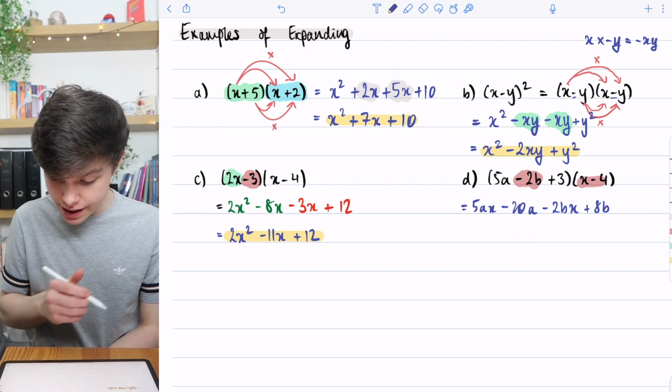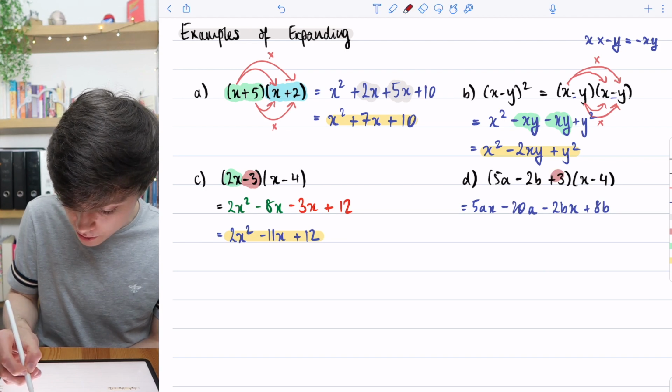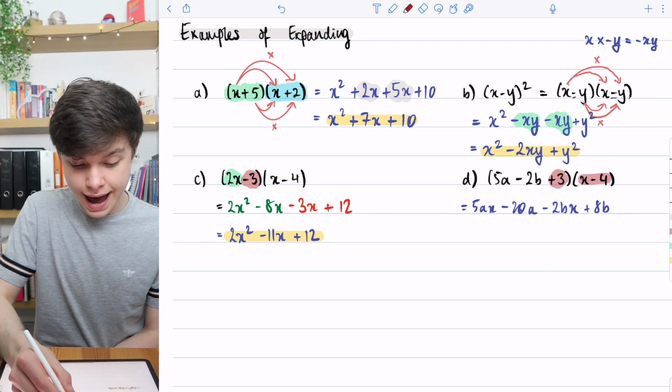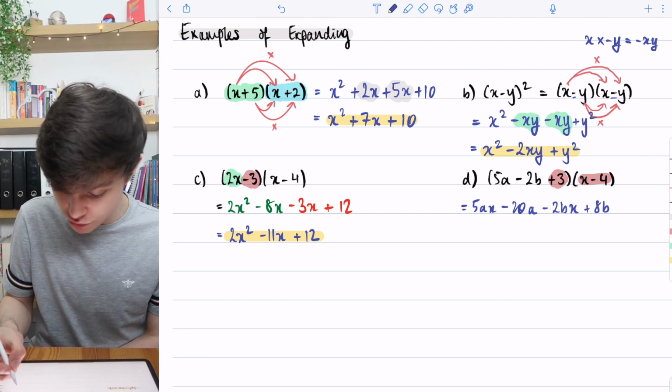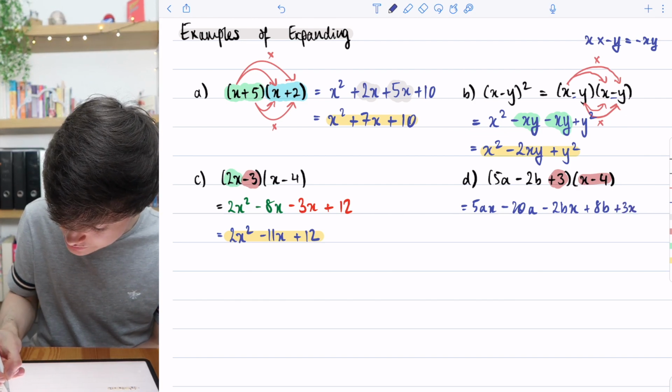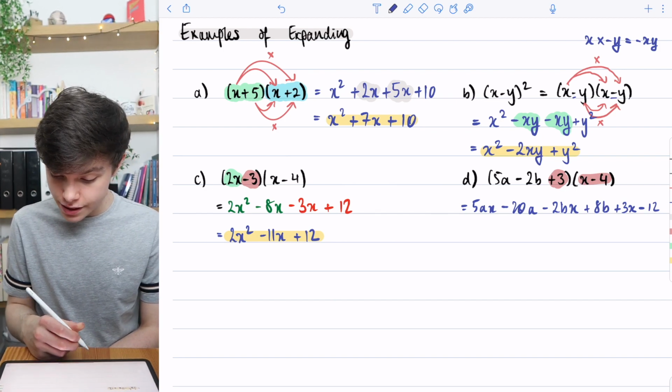Then I need to get rid of the highlighting, and I need to do the 3 with the x minus 4. I'm just going to multiply each term by 3. So I'll have 3x minus 12. And then we can collect like terms.